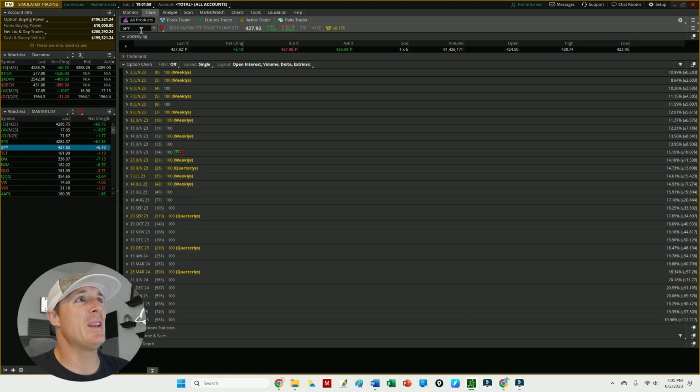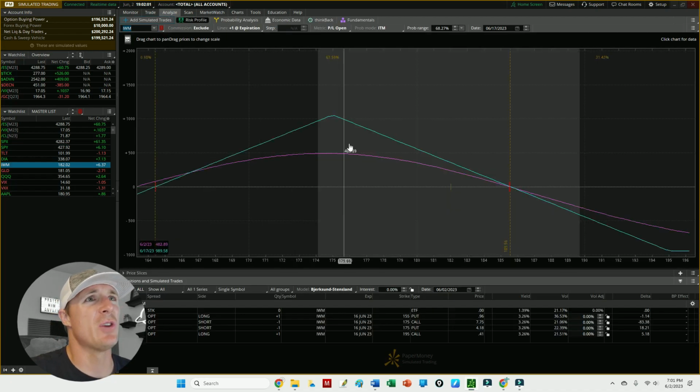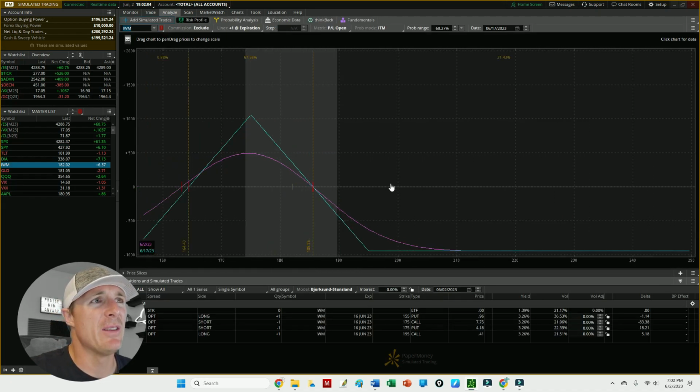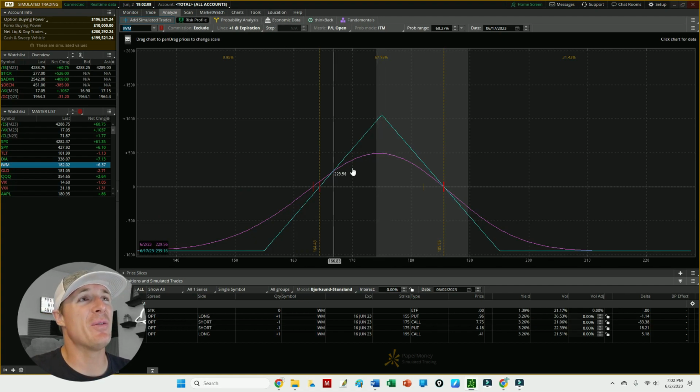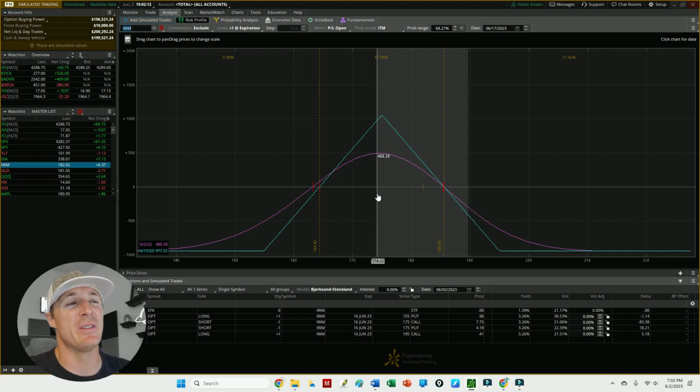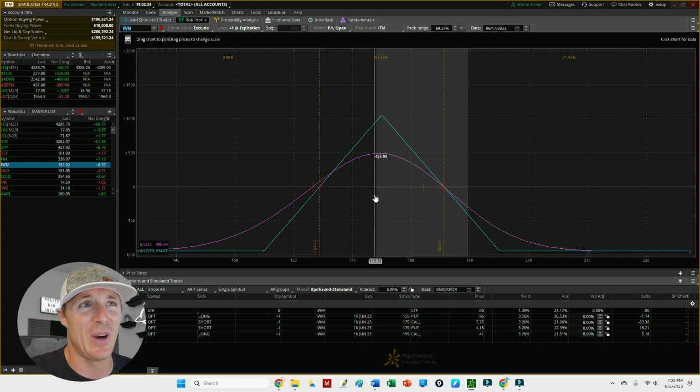Let's start with IWM, and we'll go straight to the Analyze tab. You can see IWM was my iron fly position, and for the life of this trade, I pretty much bounced around right here in the middle. I couldn't do that again if I wanted to. Very rarely is the market going to stay in such a tight range for such a long period of time. To get 30 days in the same tight range is very rare.